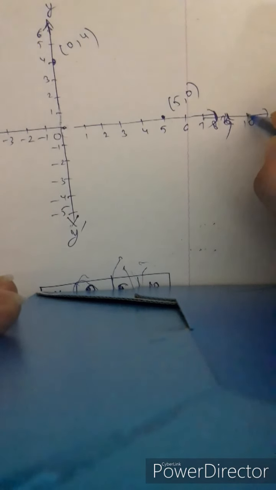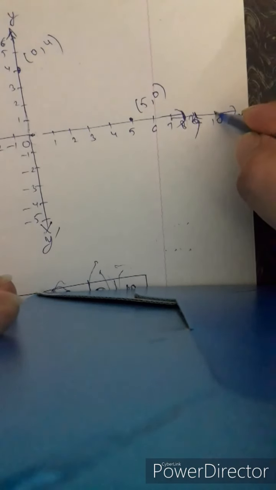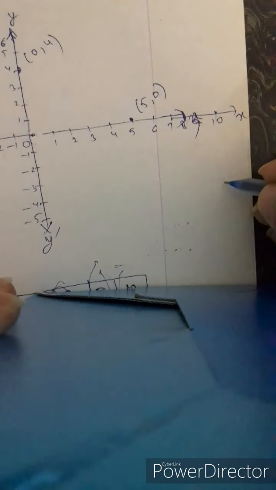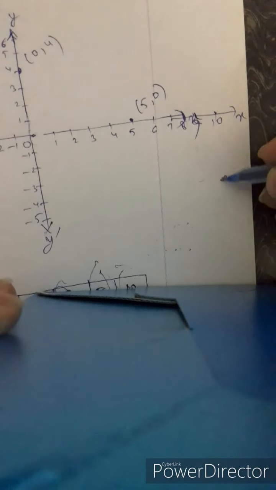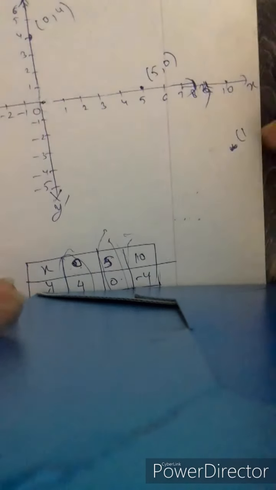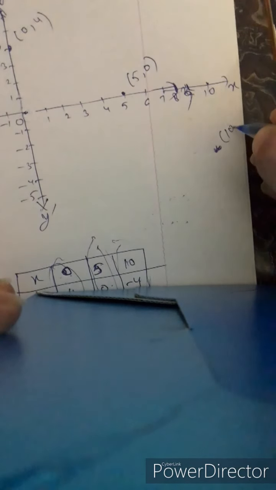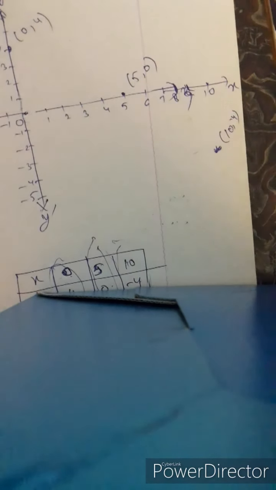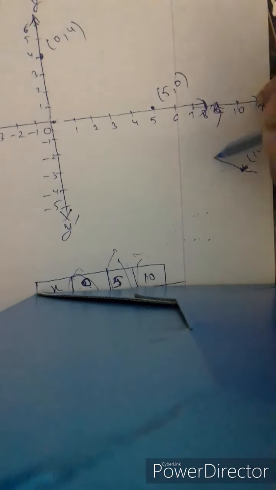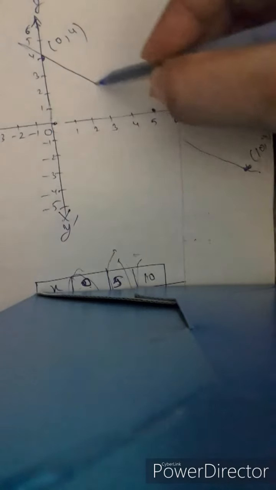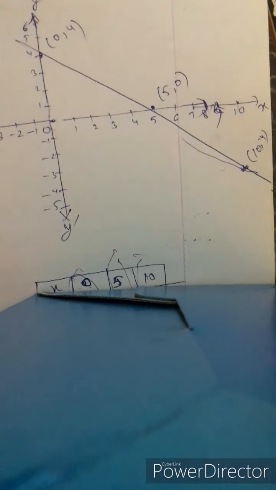We take 10 on the x axis and minus 4 on the y axis, that is here. The point lies somewhere here, because this is plain paper, not graph paper, so the locations of the points are approximate, not exact. So this actually becomes a straight line. I'll just join it.